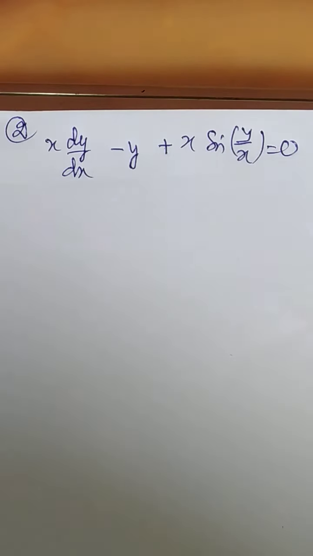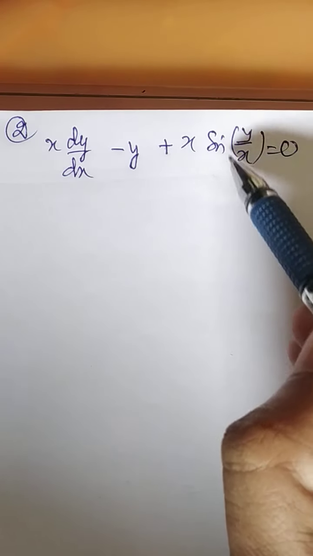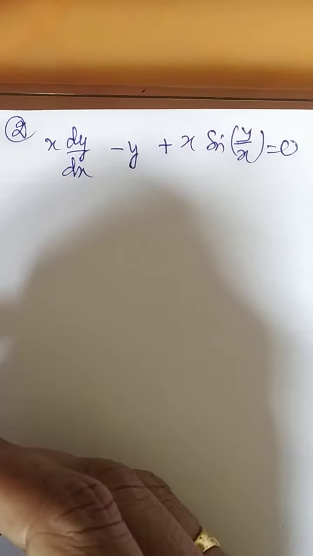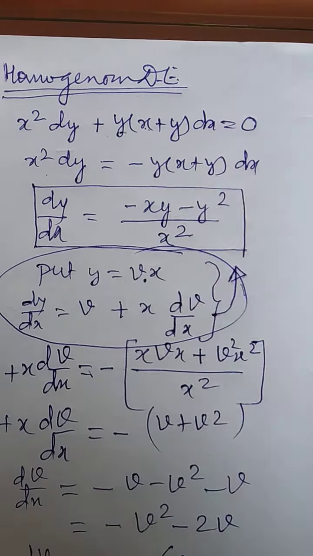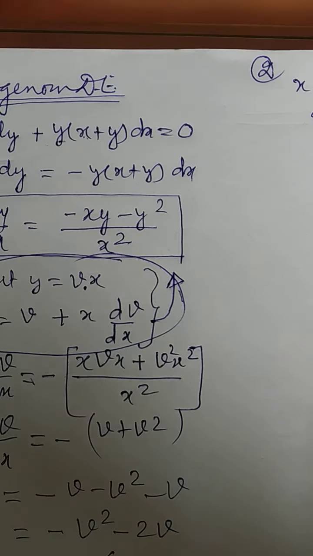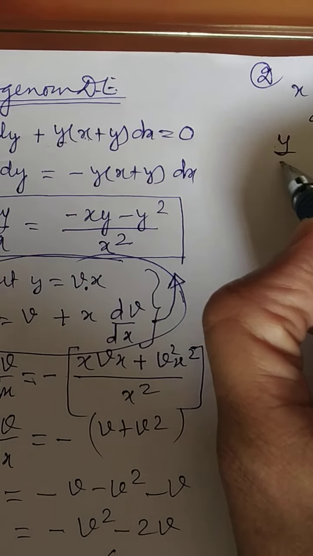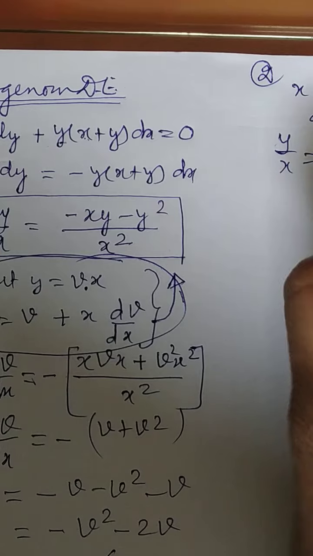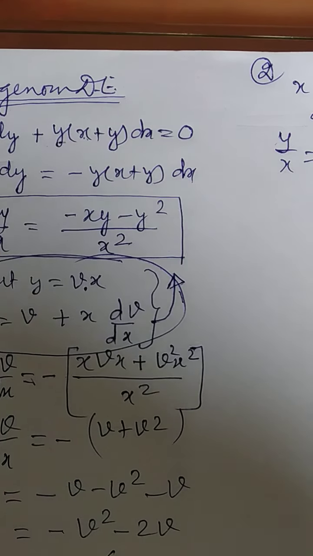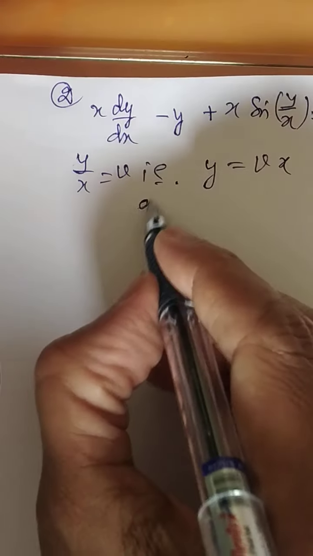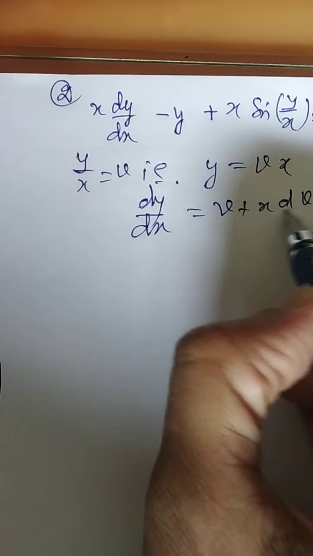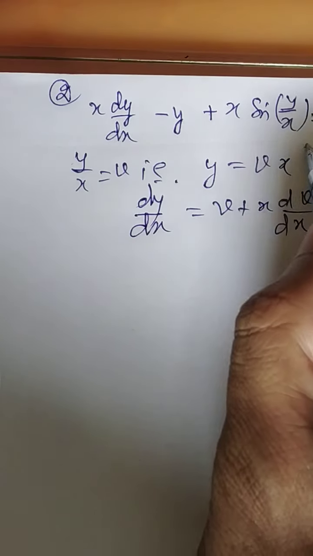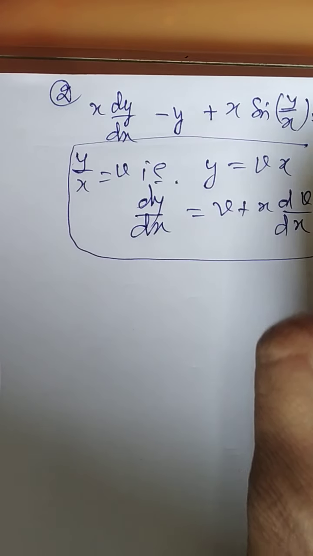Another way of identifying a variable separable question is like this. If you notice that y by x is given, because y by x is coming from this step, this is a common pattern which is applicable in every case. So if you say y by x is equal to v, that means y will be equal to vx. What we have done in the previous problem: dy by dx is equal to v plus x dv by dx.